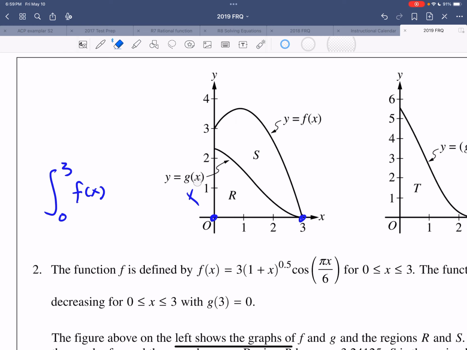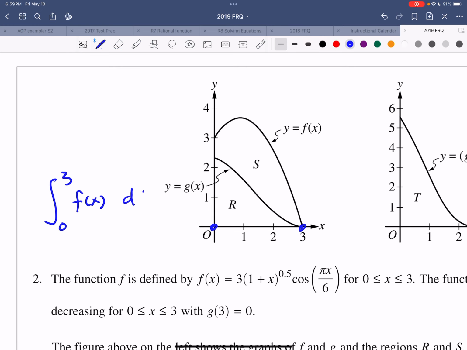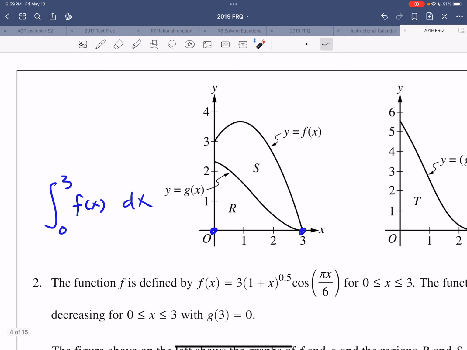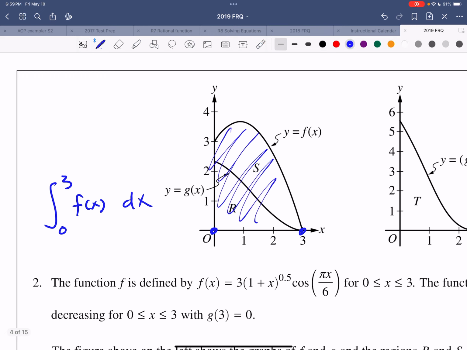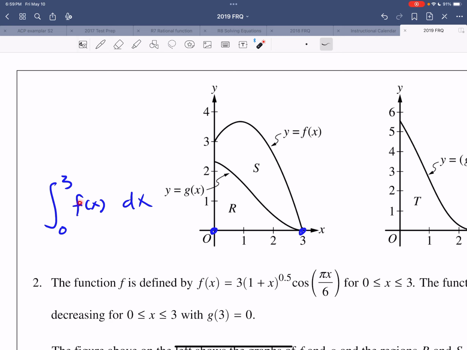And if you only do f of x dx, that will cover this entire thing here, because the area under this curve is going to be this entire thing. And if I do g of x, that's going to be this whole thing. Okay, that's what I meant by area under the curve.